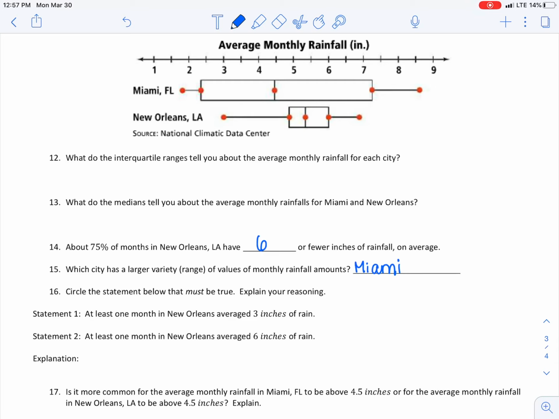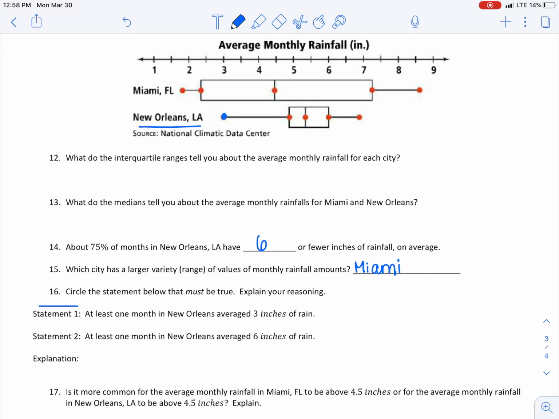It says circle the statement below that must be true and explain your reasoning. Statement 1 says at least 1 month in New Orleans averaged 3 inches of rain. Looking at New Orleans, the bottom box and whisker, if you look at the 3 inches here, there's definitely 1 month where there's 3 inches of rain. So that statement must be true.